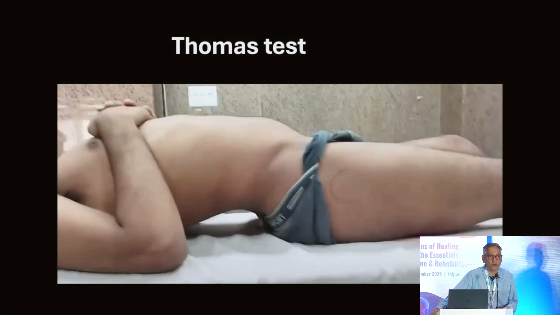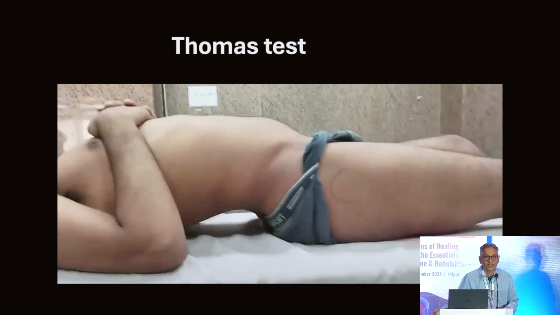So how to do a Thomas test? This will also come in the exam. Definitely they will ask about the Thomas test. It is also known as the Thomas well-leg flexion test. Actually, don't make the patient lie down on the floor. You can lie him on a couch with a firm bed. That is enough. And what you should do is squat up to the level of the bed and look from the side for the lordosis. That is how you look for the lordosis.